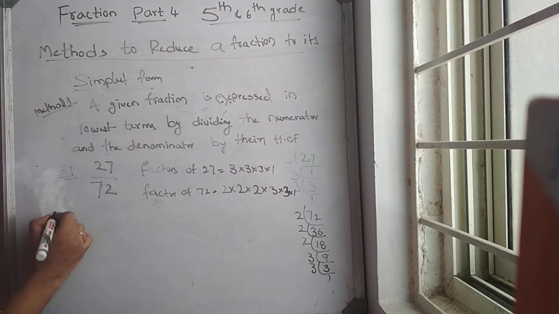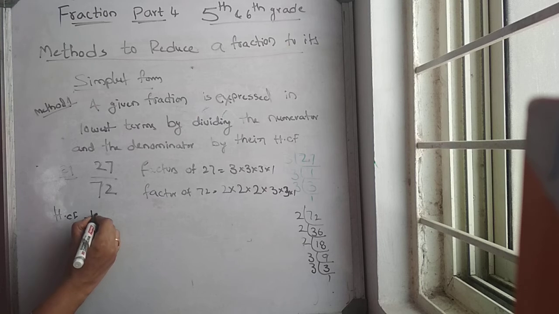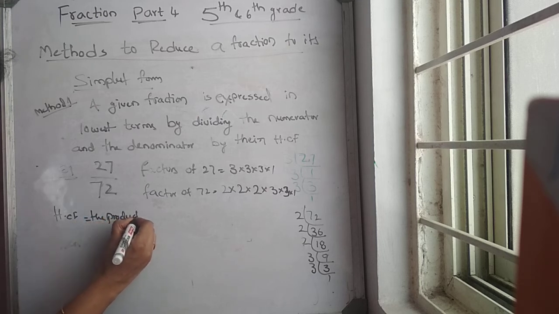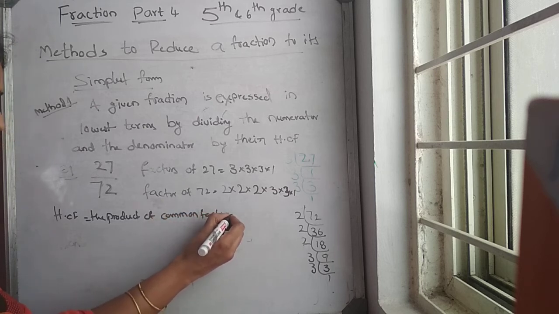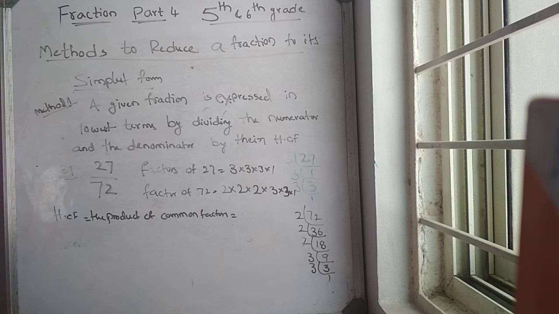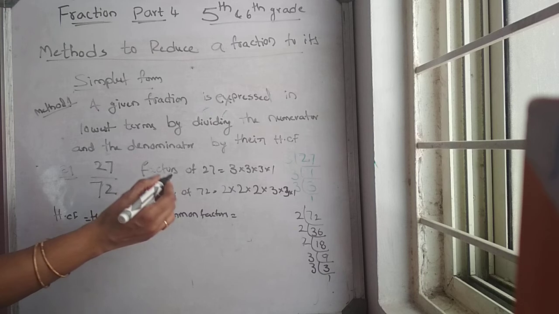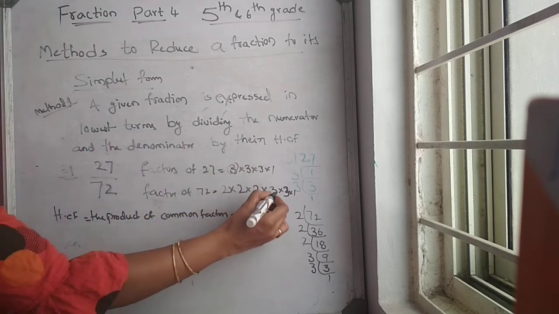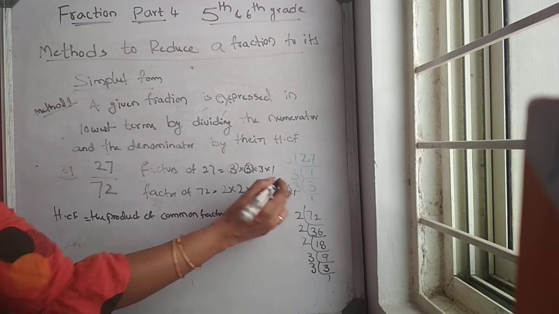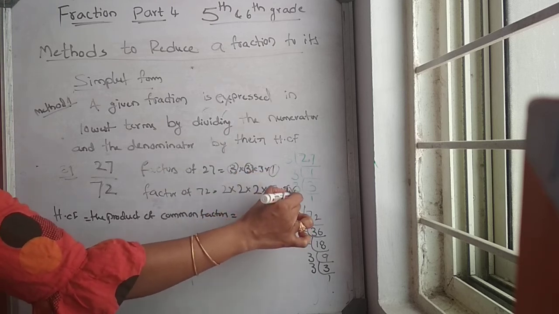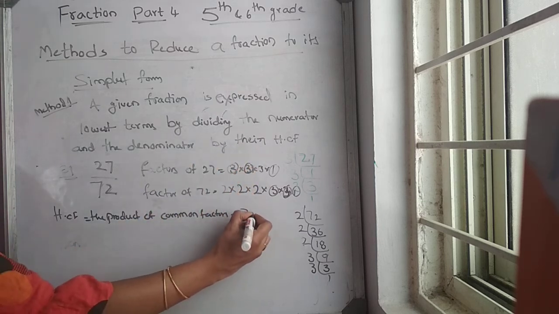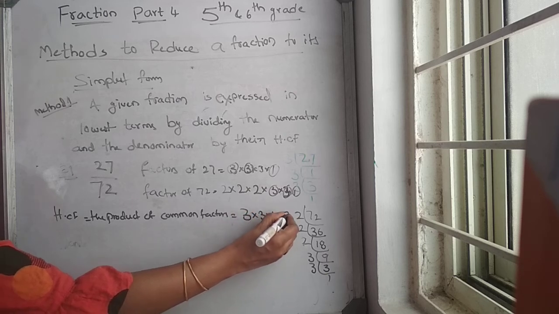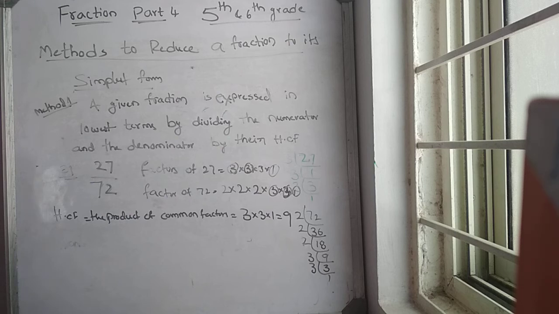See, how to find the HCF? HCF equals the product of common factors. What are the common factors here? 3 is here, 3 is here, and 1 is here, 1 is here, but 2 is not there. So what is the common factor? 3 into 3 is 9, 9 into 1 is 9. So the HCF of this is 9.